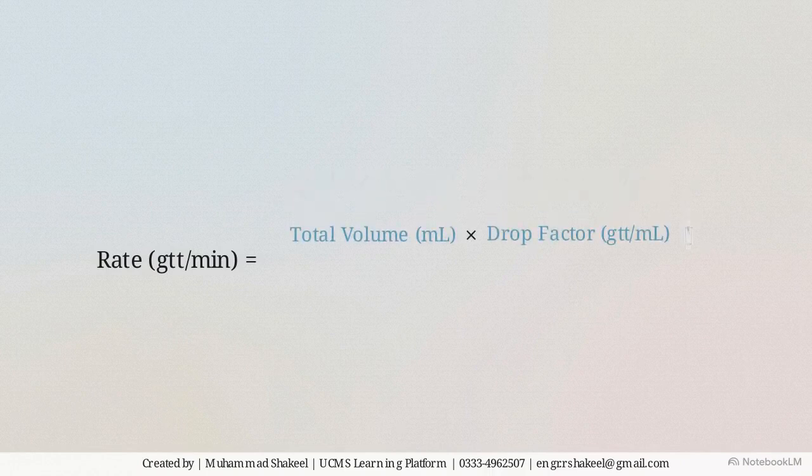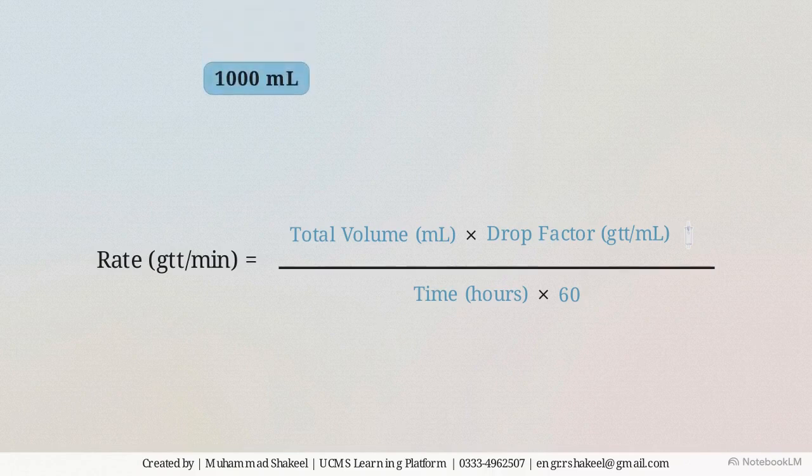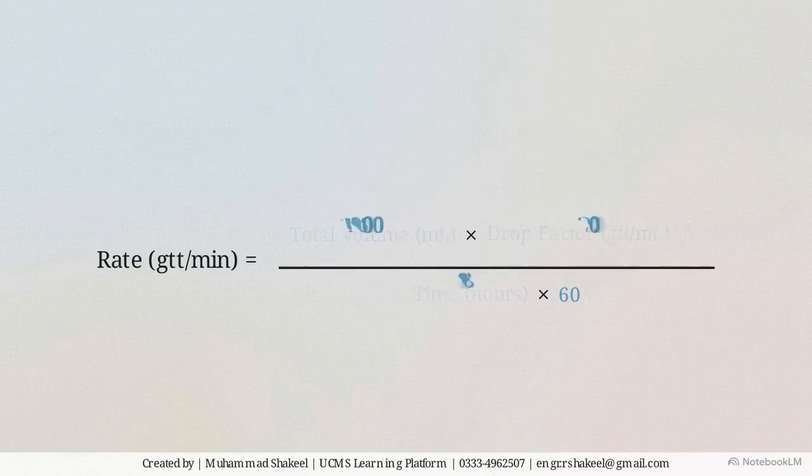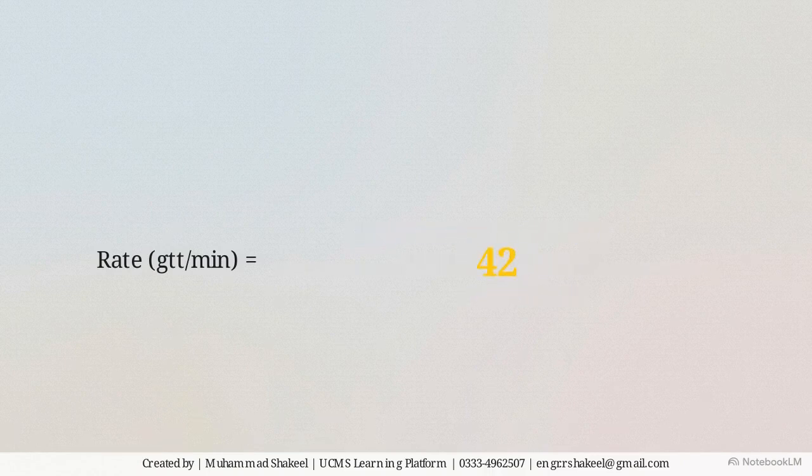To administer that volume without an electronic pump, you need the manual drip rate formula. You multiply the total volume by the drop factor of your tubing, then divide that result by the time in hours multiplied by 60. Let's apply this to a standard clinical order: 1,000 milliliters of normal saline over 8 hours, using a giving set with a drop factor of 20 drops per milliliter. Plugging in 1,000 for volume, 20 for the drop factor, and 8 for the hours yields a rate of 42 drops per minute.